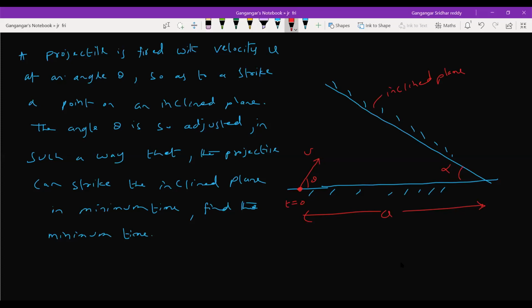Okay, what are all the given things? u, theta, alpha, and the distance a. Read the question and try to get the trajectory first, and see what you can do after this.